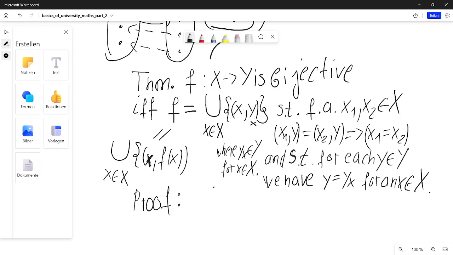But this is not really a theorem, it's more like some kind of rewriting of what bijectivity is. So I mean, there's nothing to prove really.